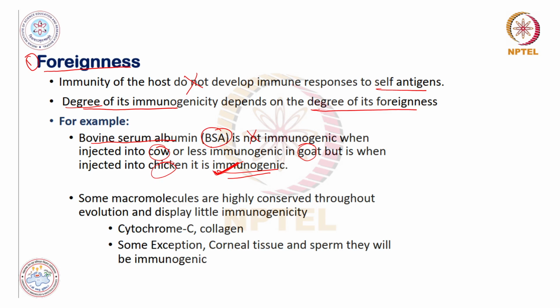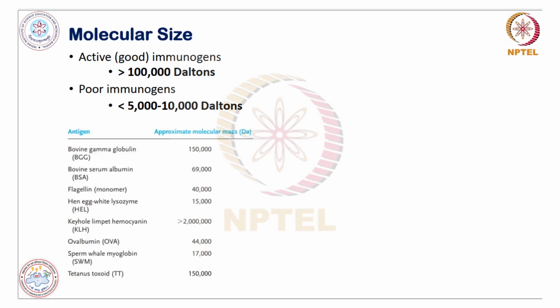Some macromolecules are highly conserved throughout evolution and display little immunogenicity, for example, cytochrome C or collagen. And there are some exceptions, like corneal tissue and sperm, which will be immunogenic. So this is another example of foreignness.